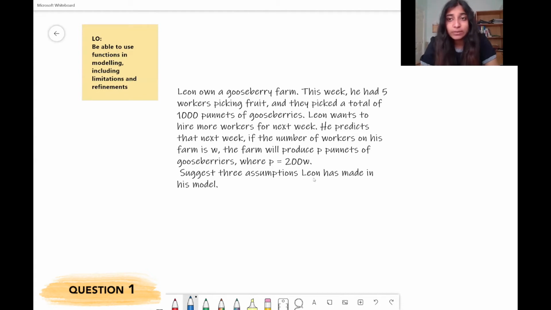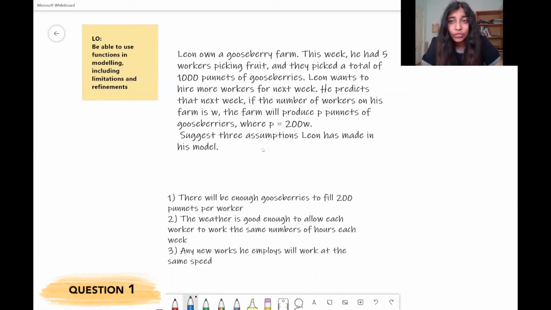Feel free to pause the video now and try it for yourself. We want to try and figure out the 3 assumptions that he's used. I've laid out the 3 assumptions over here that Leon has made in his model, and I'll walk you through each one. Bear in mind that there are many other options that you could have chosen. These are just 3 examples of assumptions.